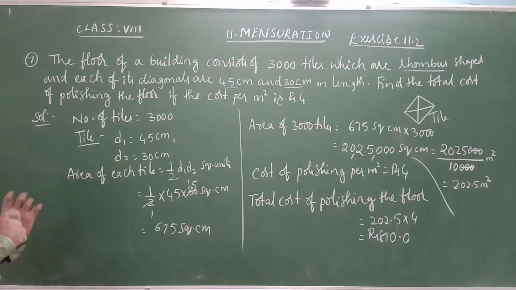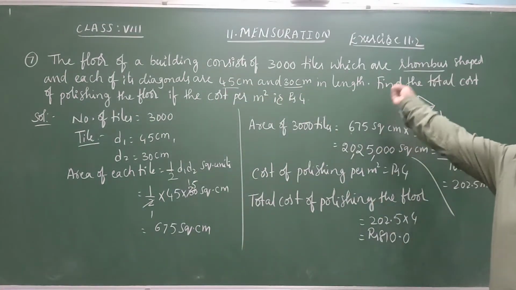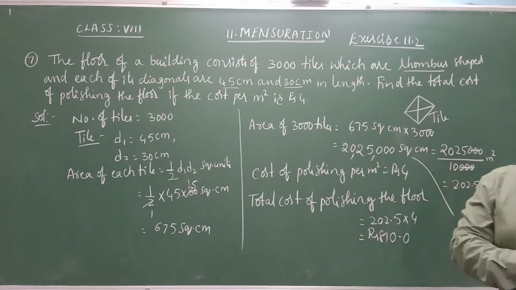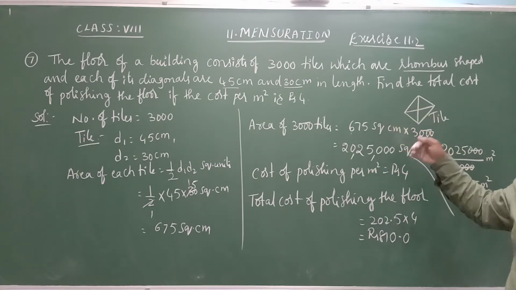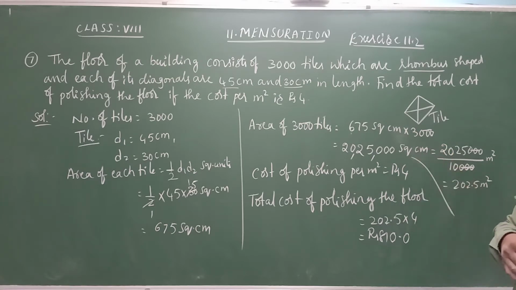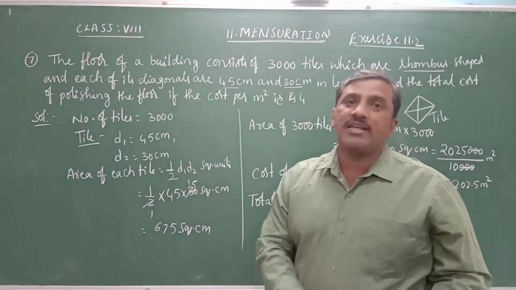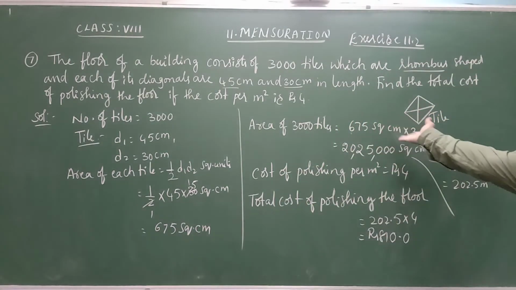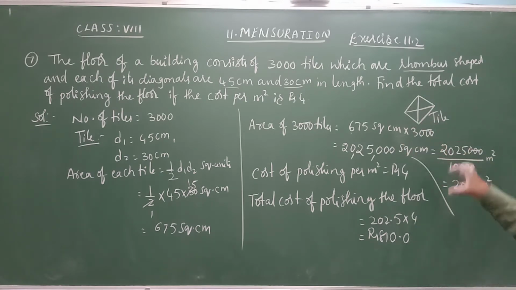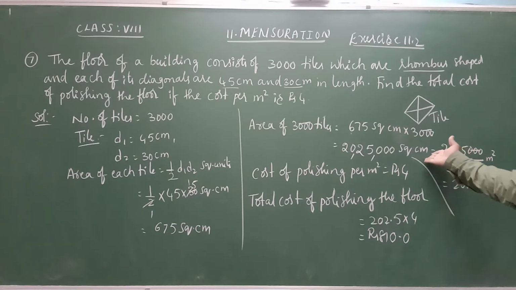So what we have to do here? The floor is given. It consists of 3000 rhombus-shaped tiles. So the area of the floor is equal to the area of all 3000 tiles. It is given in the rhombus shape, so find the area of each tile using the area of the rhombus, that is half into d1 into d2. Then find the area of 3000 tiles, which is the area of the floor, that is multiplied with 4. We'll get the area in square centimeters.